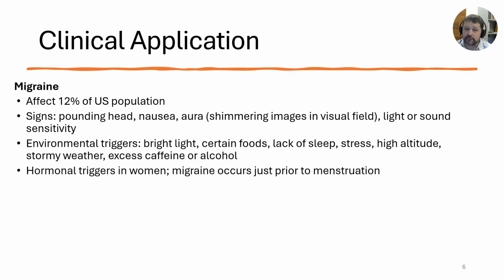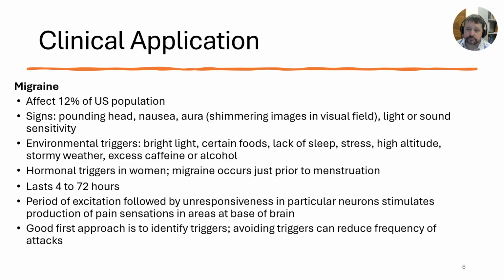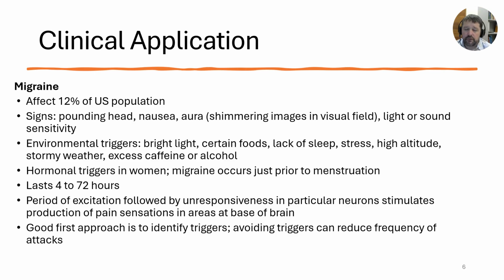Women are much more likely to have migraines than men because they can get it triggered by hormones. It often depends on the female, but often women will develop a migraine just prior to menstruation. And there's reasons for this. They can last 4 to 72 hours, depending on the individual. That's just the range.